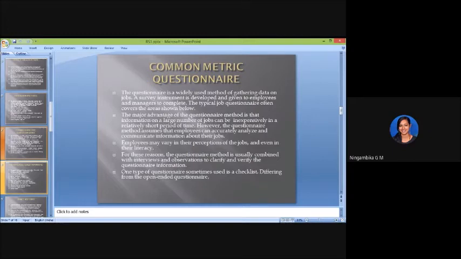Employees may vary in their perception of the jobs and even in their literacy. Sometimes what happens is that educated people analyze the questions and sum up the answer.